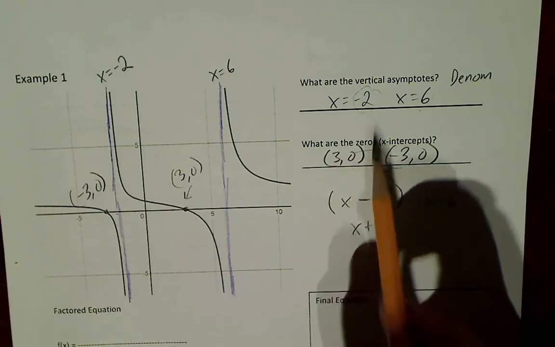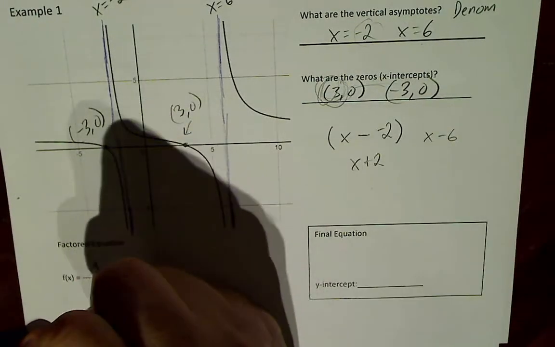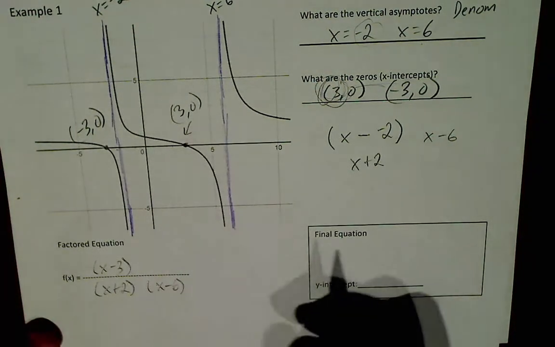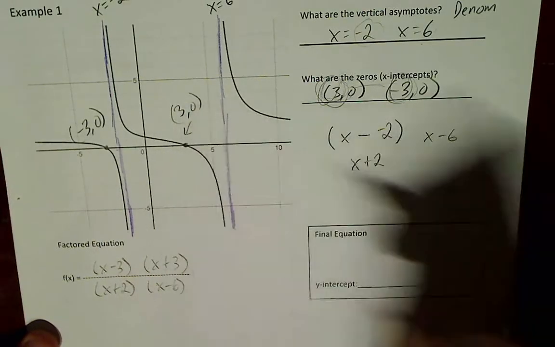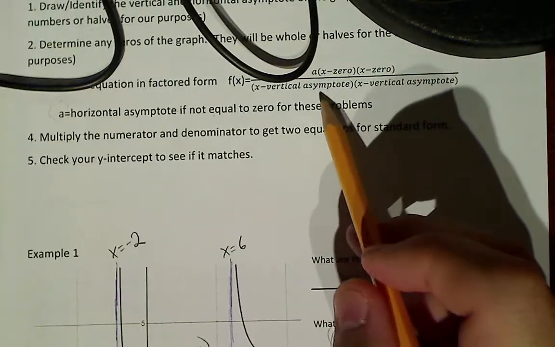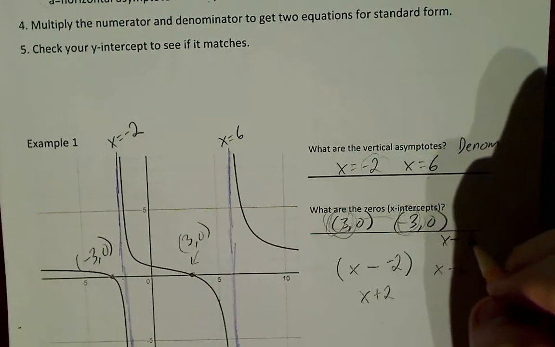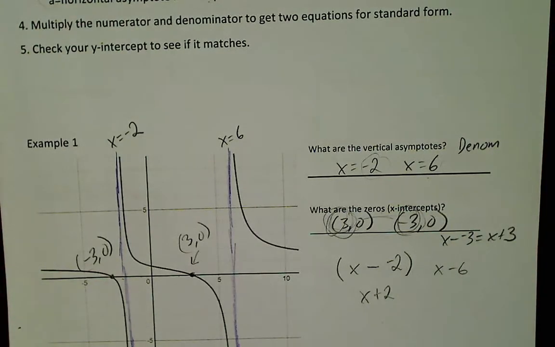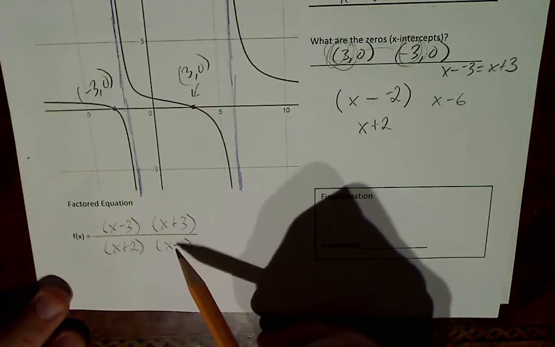Then I look at my zeros and I say, okay, if I have 3, then my numerator should have an x minus 3 somewhere. If I have a -3 sitting there, then in my numerator, I should have an x plus 3. And if you're not sure why, the formula literally says x minus a zero. So if I do x minus a -3, that gives me x plus 3. That's the reason why. So now I've got my factors in factored form.